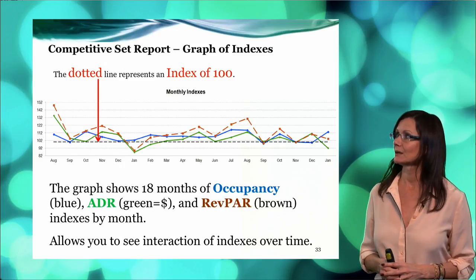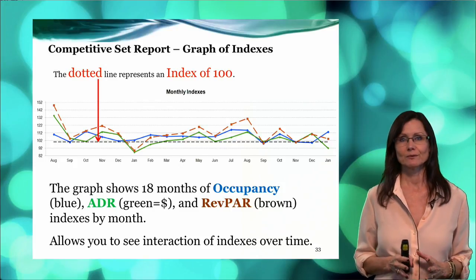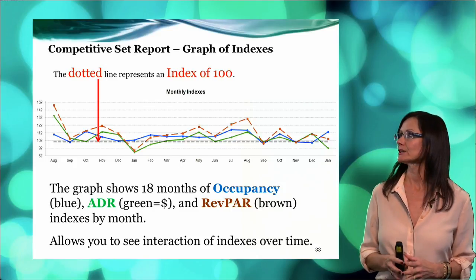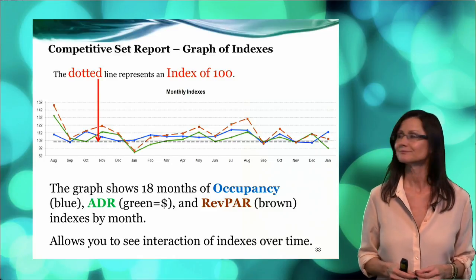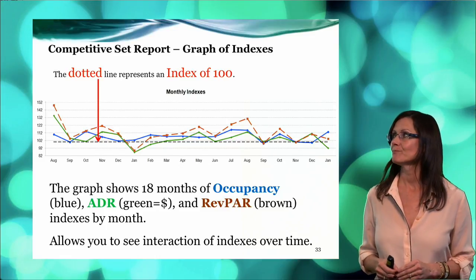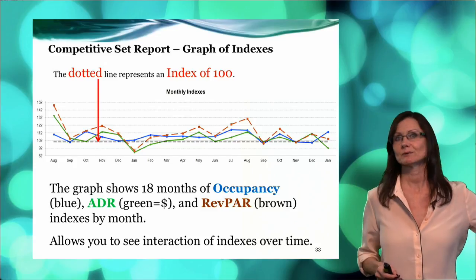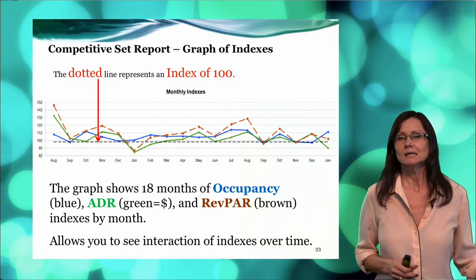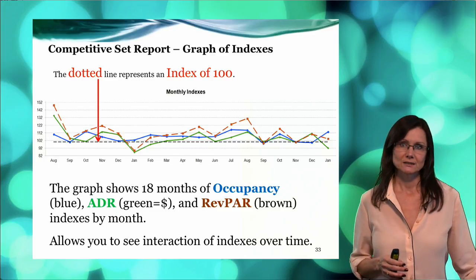If we have a look at which are our best performing months, have a look at the brown line, the RevPAR. Which months do we perform much better than our competition? You can see there August has the highest RevPAR. That was the last August, and if you go 18 months to that August, you can see we perform really well. And then of course you can see the months that we don't perform as well as our competition.